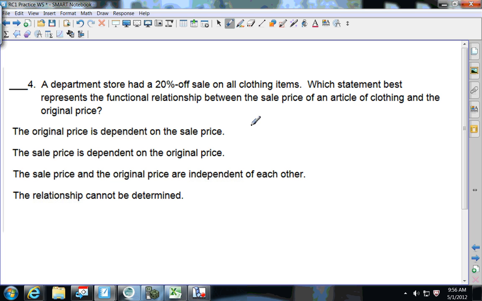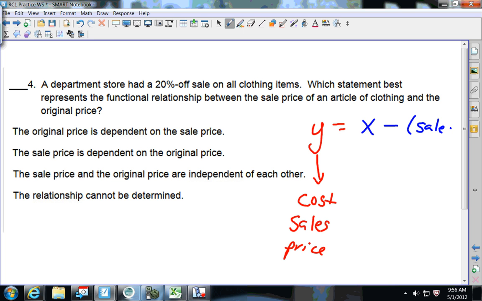Okay, so the department store has a 20% off sale on all clothing. So my cost, this has got to be my cost, which is the sale price. We're going to take 20%. Basically, we're going to take whatever the original cost is, subtract off the percent of the sales.